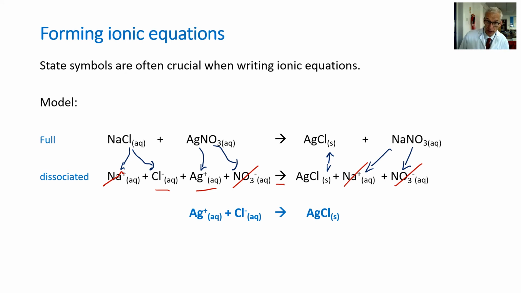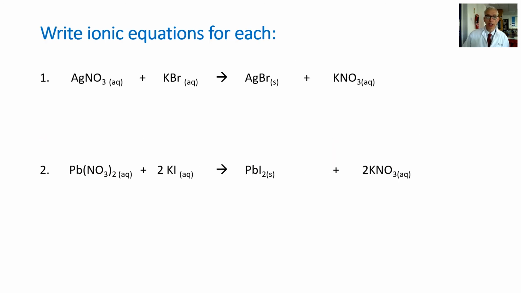The change in state is absolutely crucial. If AgCl was aqueous, then there would have been effectively no chemical change on mixing the two solutions. Only because silver chloride is insoluble, causing a precipitate, is there a chemical change. So moving on to some problems. Could you write ionic equations for each of these two full chemical reaction equations? Pause the video and do that now.